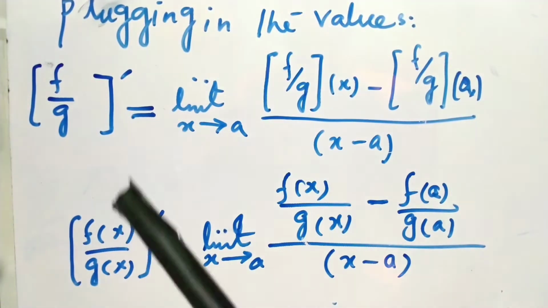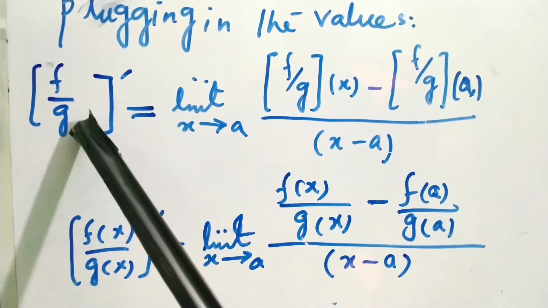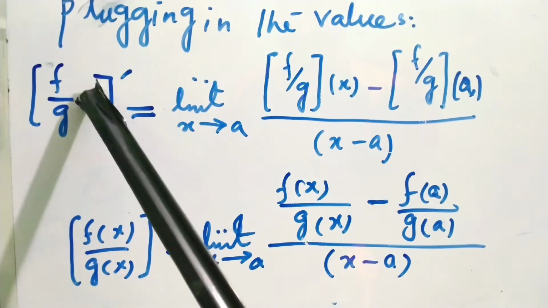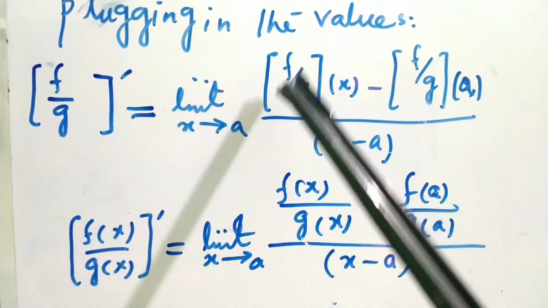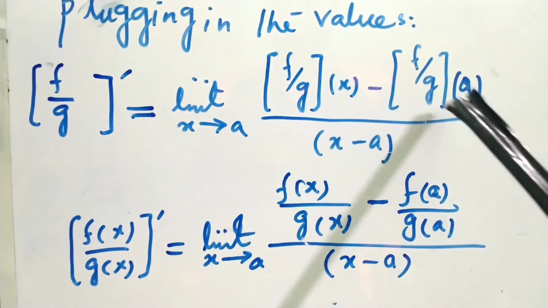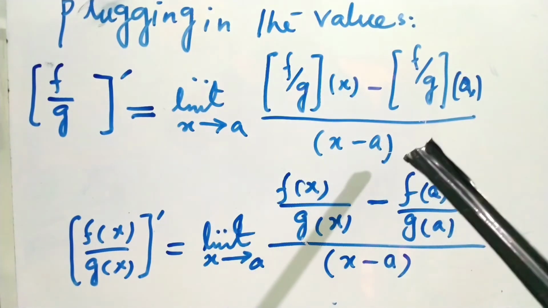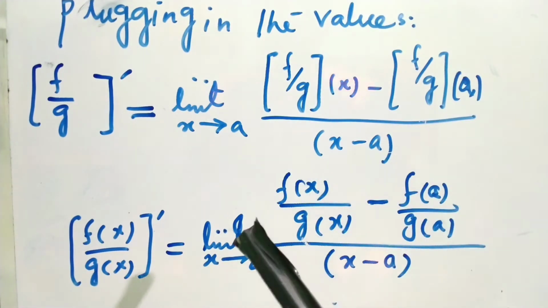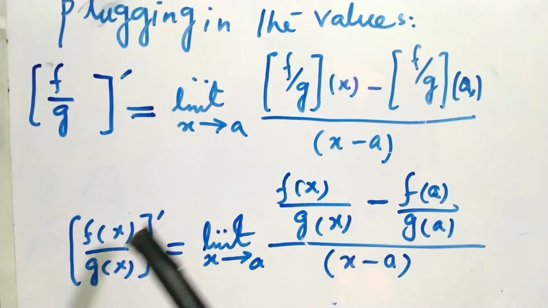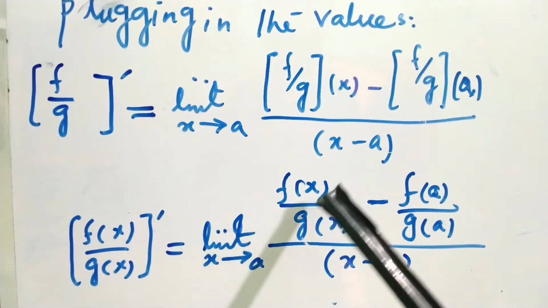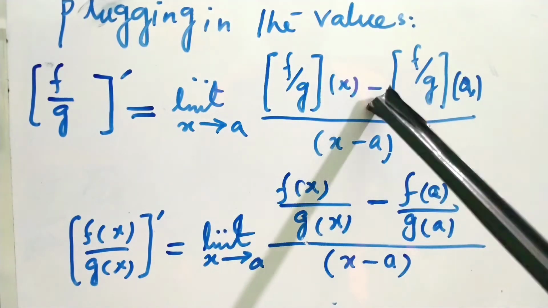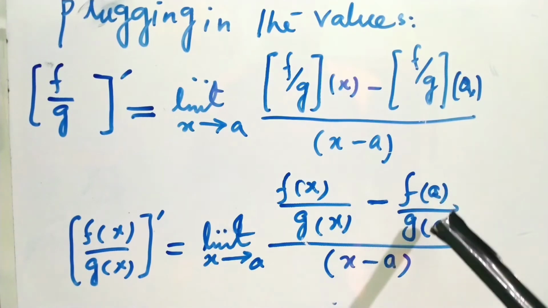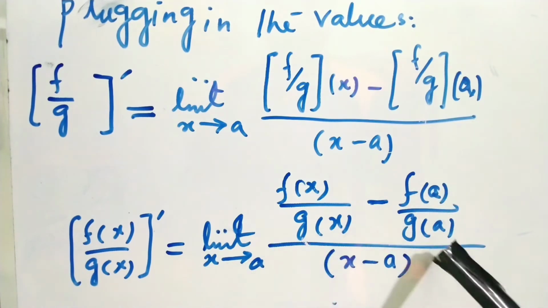Just by plugging in, the derivative of f over g, or f over g dash, is the same thing: the limit as x approaches a of f over g of x minus f over g of a, divided by x minus a. That means the limit as x approaches a of f of x divided by g of x minus f of a divided by g of a, whole divided by x minus a. So what will happen in the next step?